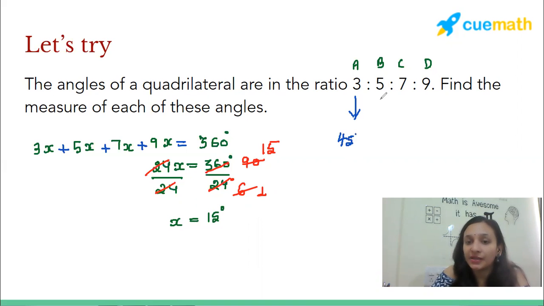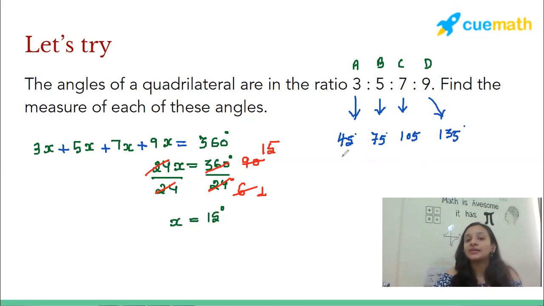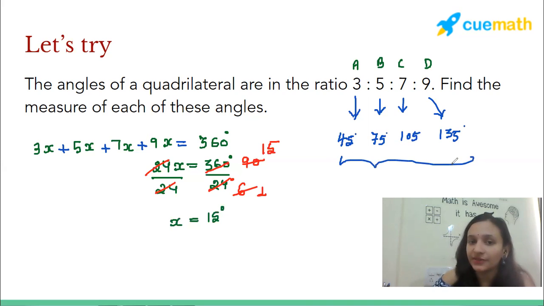Then we had angle B to be 5 times x, so 15 times 5 is 75. Then we had C, which was 7 times 15, that is 105. And then 9x, that is angle D, is 9 times 15, which is 135. So these are all the 4 angles of the given quadrilateral. Wasn't that easy? All you had to do is let all the 4 angles be 3x, 5x, 7x, 9x, add them up together, set it to 360, find the value of x, and so you can find the value of all the 4 angles.